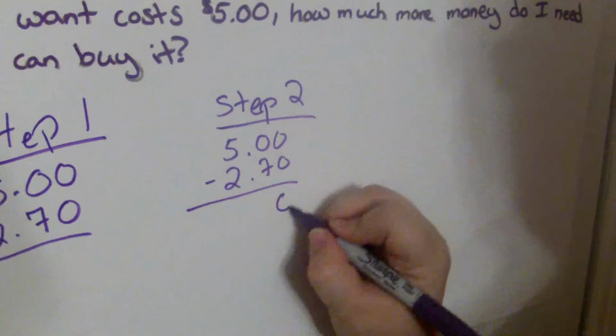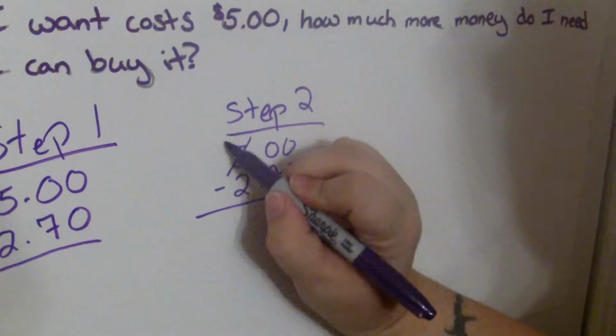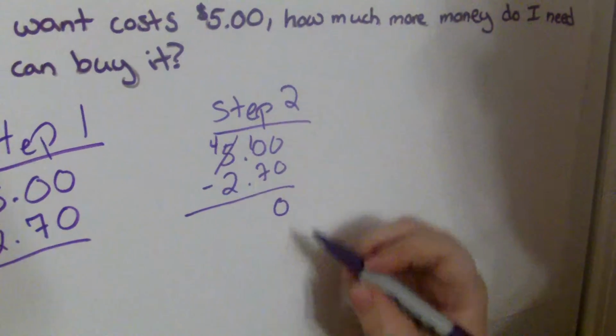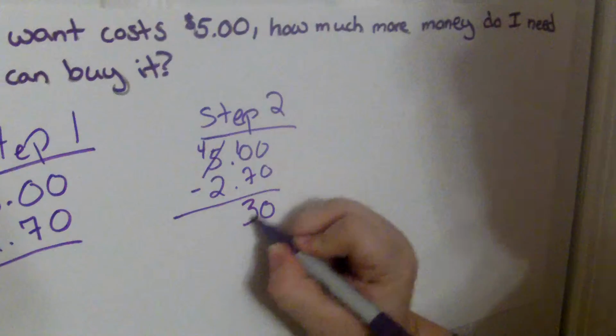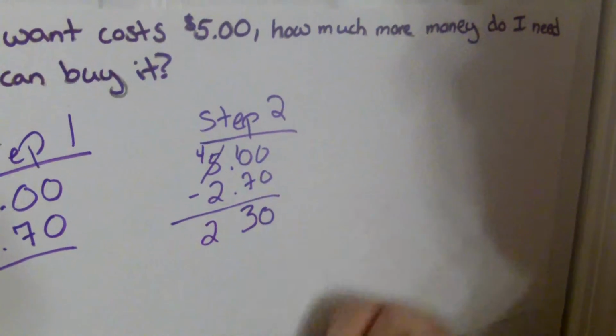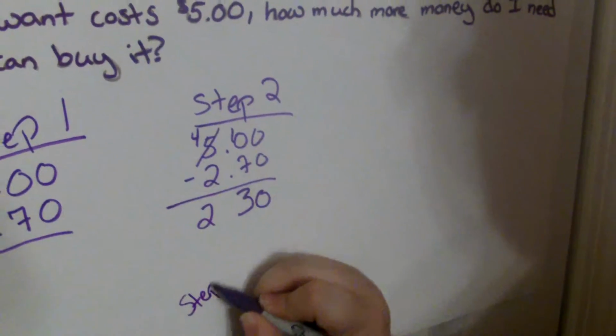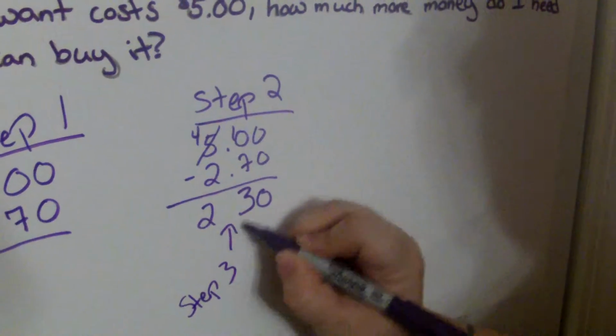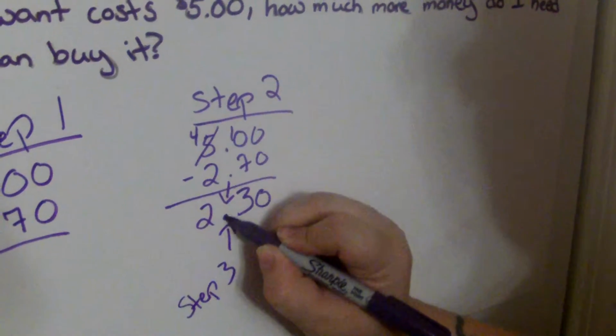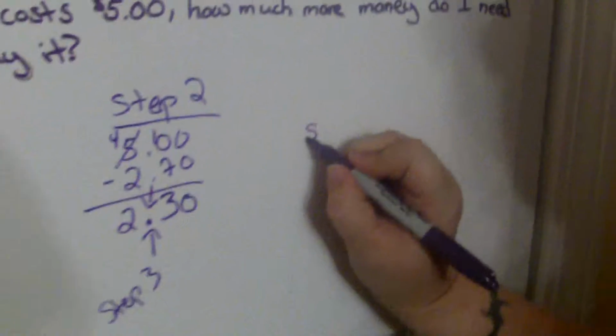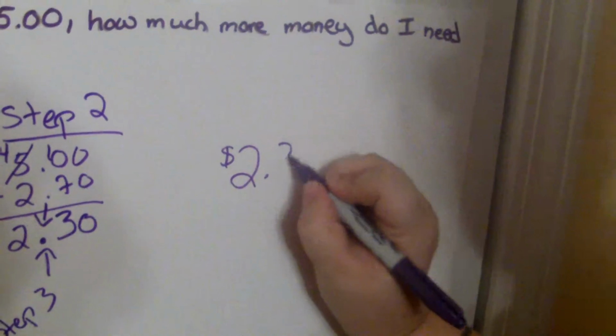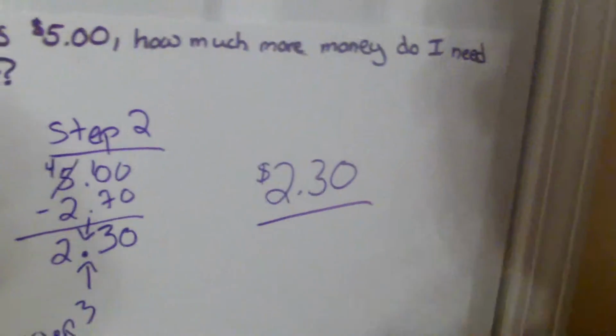So then for step 2, we want to subtract. Now 0 minus 0 is just 0, but then we have to borrow because we can't take 7 from 0. So 10 minus 7 is 3, and 4 minus 2 is 2. Step 3 is to bring down that decimal. So then we rewrite this answer as $2.30.